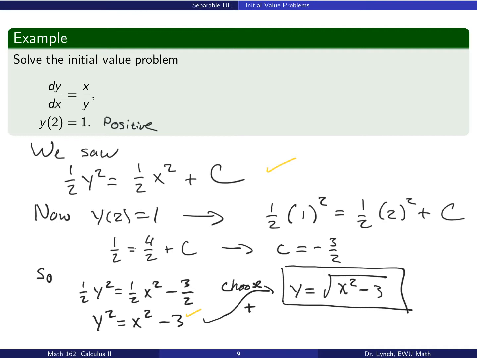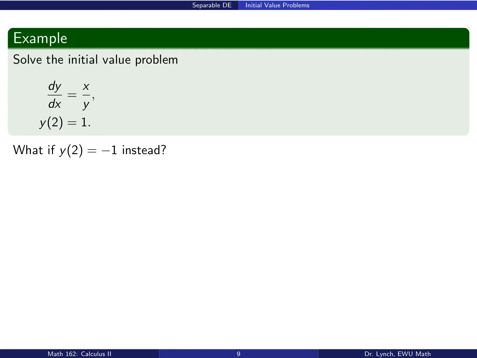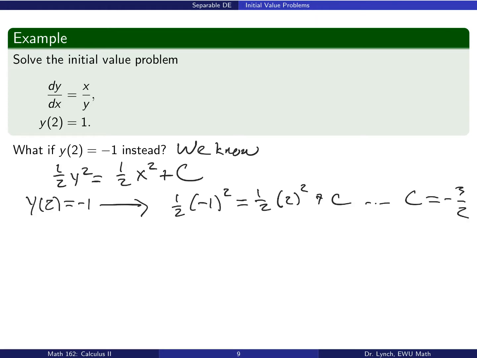Now, if we had a different initial condition, we may have had to be a little more careful with our solution. So what happens if y of 2 is -1 instead? Well, let's go ahead and check it out. We use the same implicit family of solutions. 1/2 y squared is 1/2 x squared plus a constant. And if y is -1 when x is 2, then it has to be, again, that c is equal to -3/2. We can plug that into our implicit family of solutions and solve for the explicit solution.